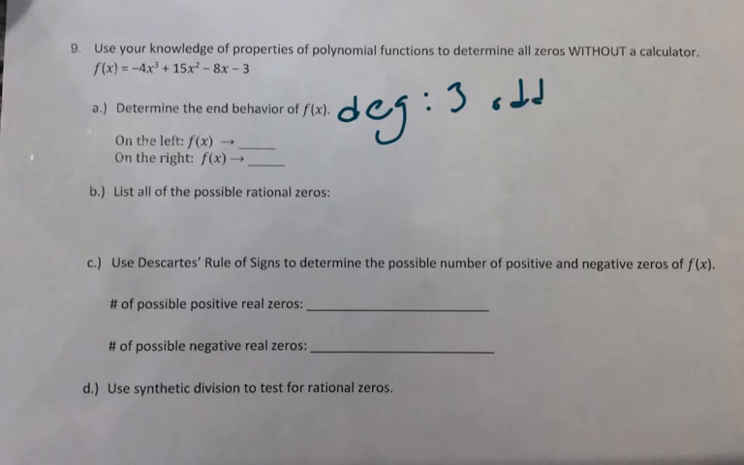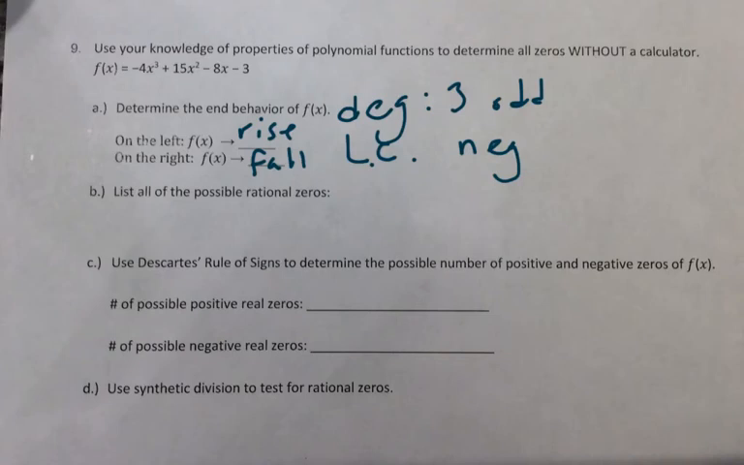The leading coefficient is negative because it's negative 4. So essentially we can think of a regular cubic, and remember it's going to be the reverse. So on the left, it's going to rise, and on the right it's going to fall, because we're looking at the opposite of a regular x cubed function.